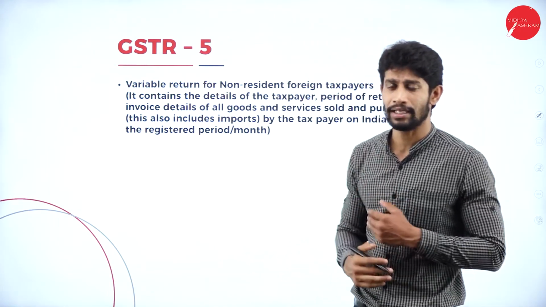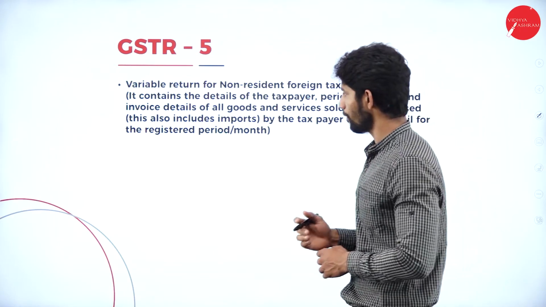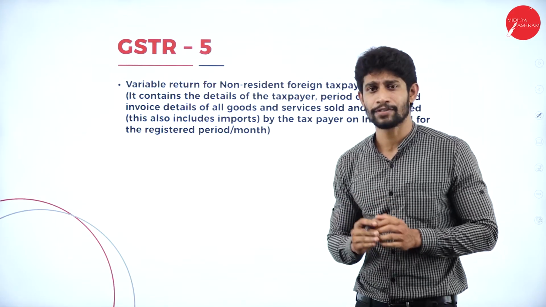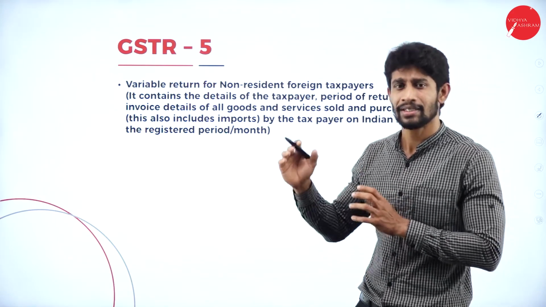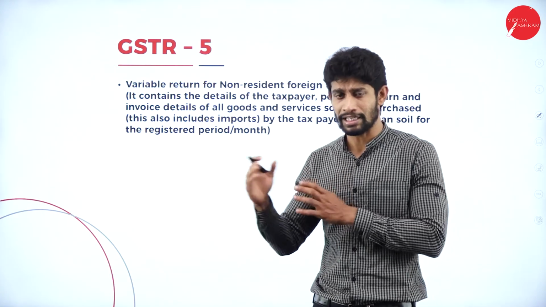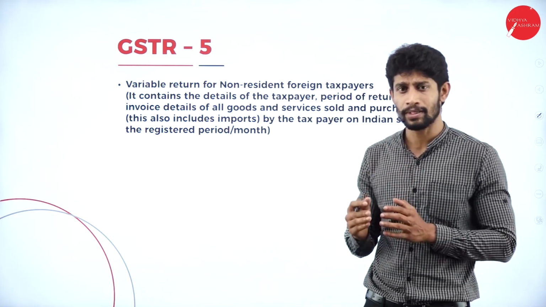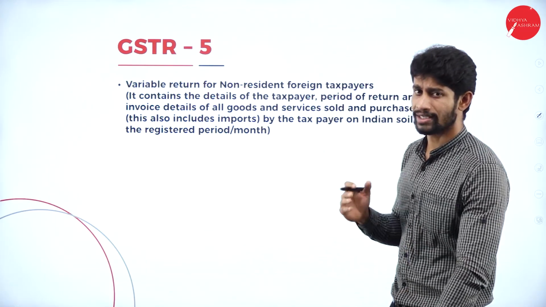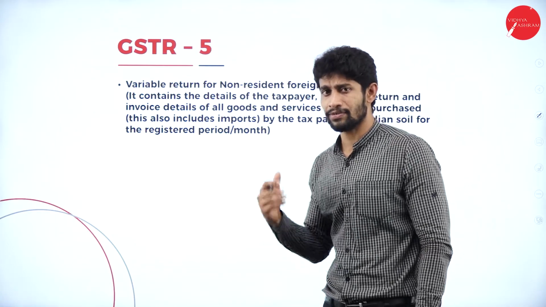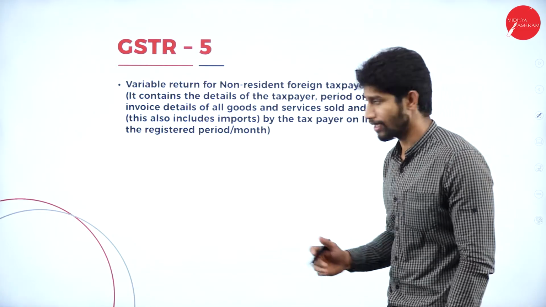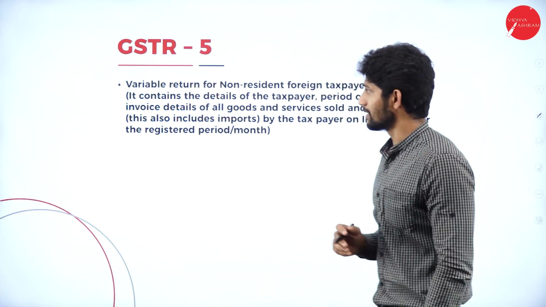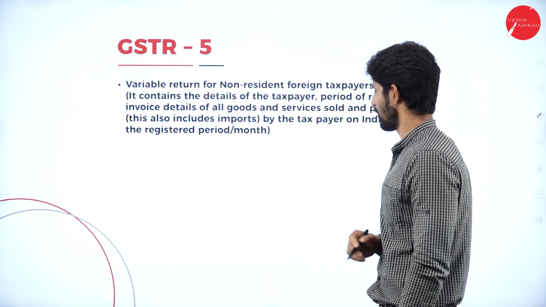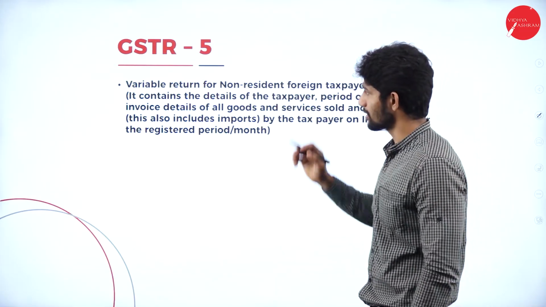So what is GSTR 5 inclusive of? It includes the details of all kinds of transactions made by the non-resident of India. If they are doing business for 3 months, they are supposed to file the return with details for the 3 months of business. If they are doing business for 1 month, they are supposed to file a return with the details of 1 month of business. So if non-residents of India are doing business occasionally, like for 3 months, 2 months or half yearly, they are supposed to file GSTR 5. That is why it is called a variable return for non-resident foreign taxpayers. So this is about GSTR 5.